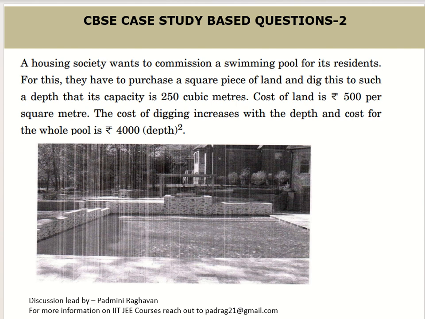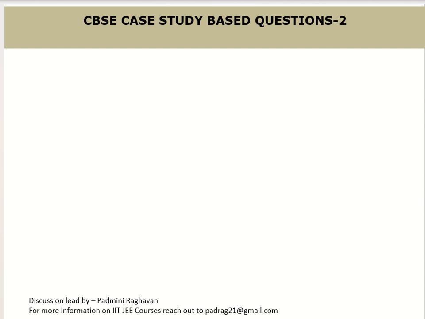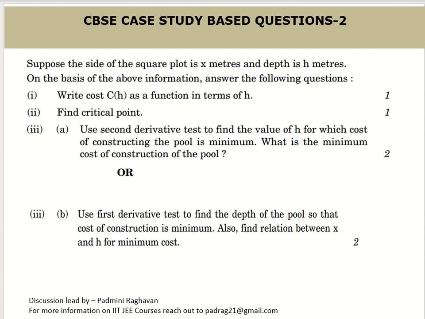Cost of land is rupees 500 per square meter. The cost of digging increases with the depth, and the cost for the whole pool is rupees 4000 into depth square. So we need to understand which topic the question is from. So let's see the question. Suppose the side of the square plot is x meters and the depth is h meters. On the basis of the above information, answer the following questions.